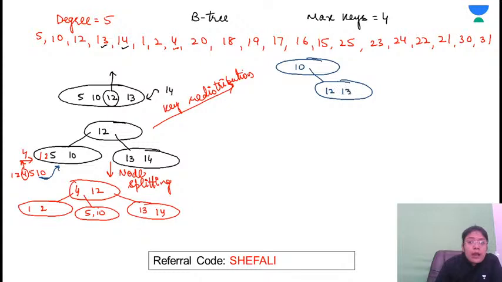12, 13 and 14. And on the left, we have 1, 2, 4, 5. 3 nodes were there. Now also 3 nodes are there. Node is not splitted. So this is how it is going for a key redistribution. Both differences are clear?